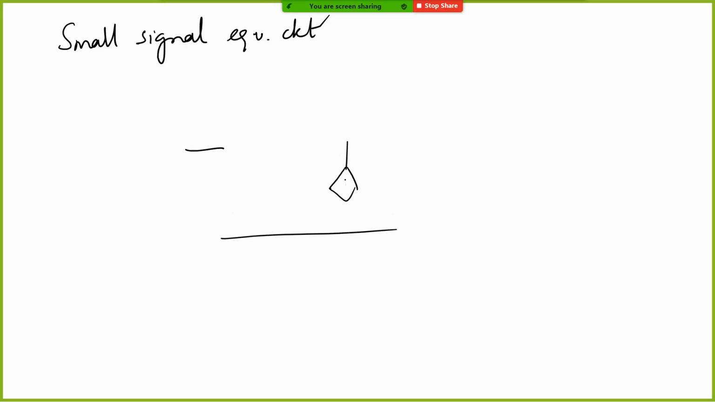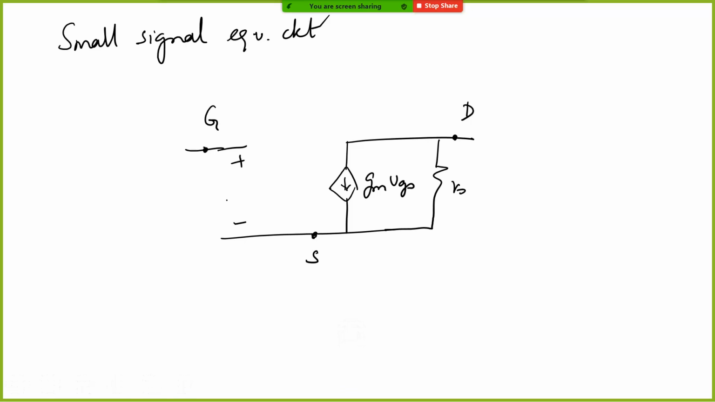Basically you have gm times vgs, small vgs, and you have ro. Now this is the drain, this is the source, and this is your gate. Here there is no resistor between the gate and the source because there is no current flow. The gate and source are fully isolated. It is an open circuit. There is nothing between gate and source. You only develop a certain voltage. This is the small signal equivalent circuit of a MOSFET.